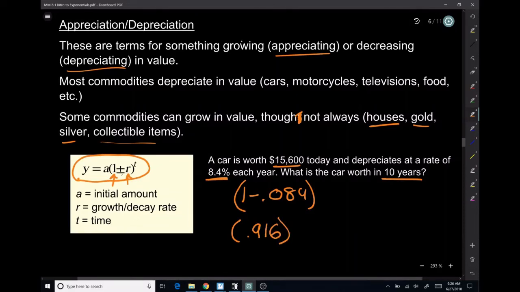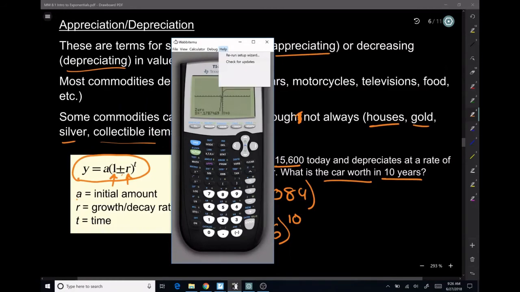So the reason you do the 1 minus, in this case it's 1 minus because we're shrinking, it'd be plus if we were growing. We do 1 minus because if we're losing 8.4%, we're keeping 91.6%, and that's what we're talking about. The question is, how much do we have left? What's it worth? Not how much have we lost, what's it still worth? T is going to be time for 10 years. A is your starting amount, which is $15,600. And this is going to be the value of this car.